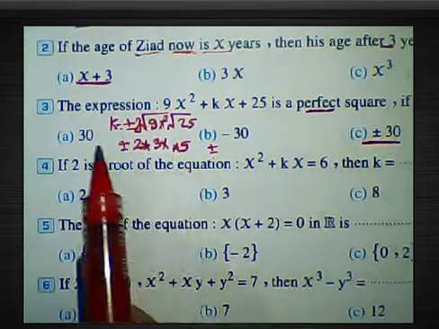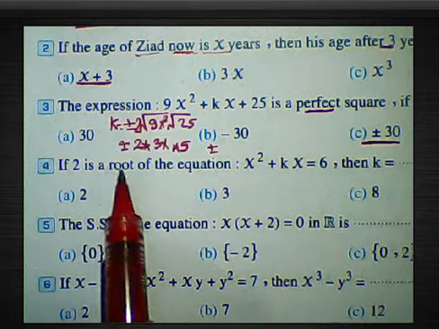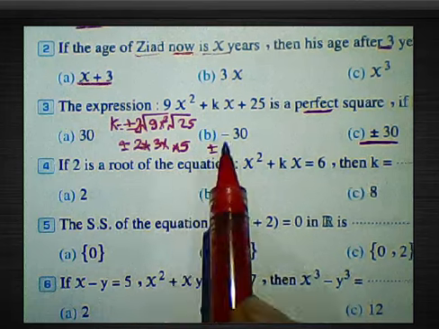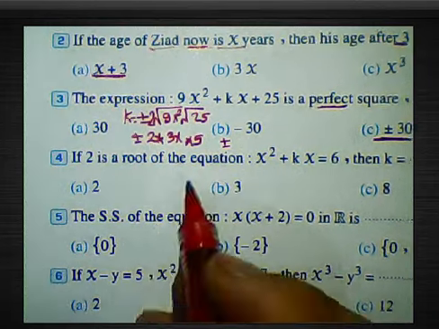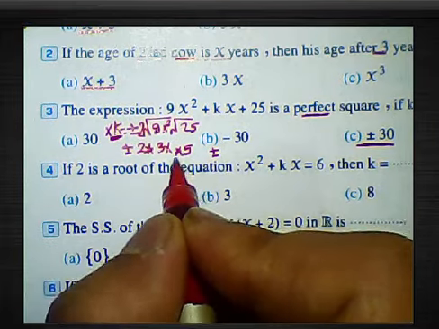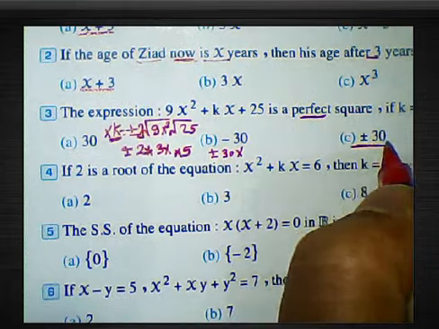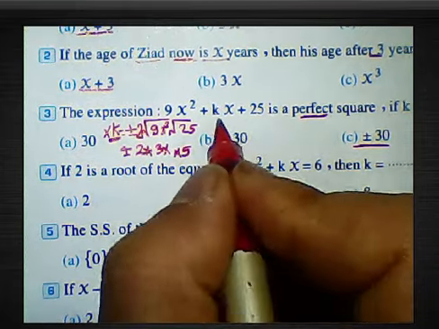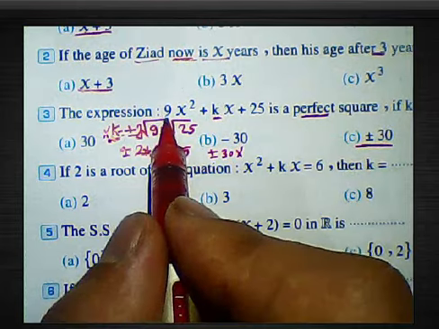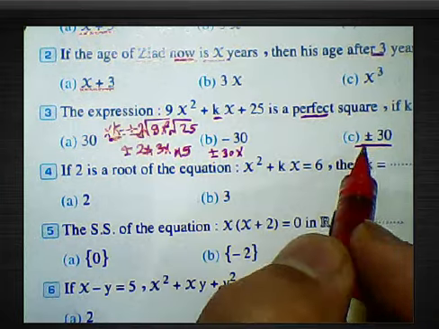Again, the expression 9x power 2 plus kx plus 25 is perfect square. Then k equals positive or negative 2 square root of 9x power 2 multiplied by 25. It's about k, the coefficient here, kx. We have k multiplied by x, and the result here is 30x, then k equals positive or negative 30. K will be positive or negative 2 multiply square root of 9 multiply square root of 25. The result will be positive or negative 30.